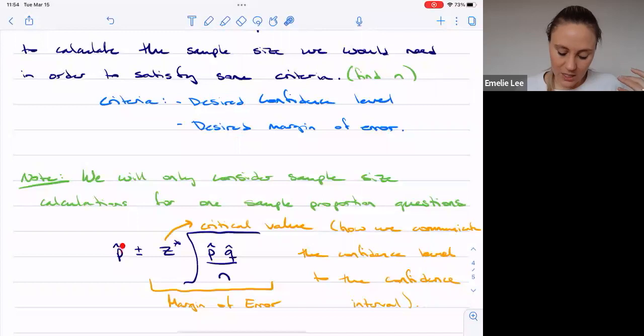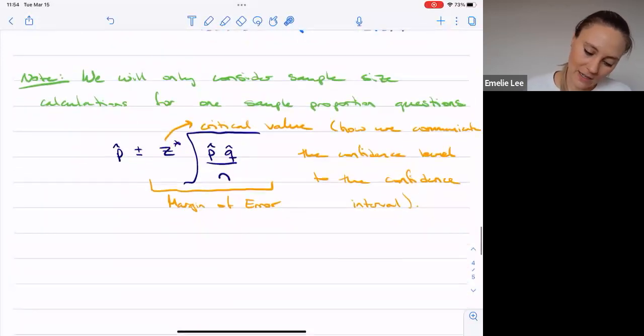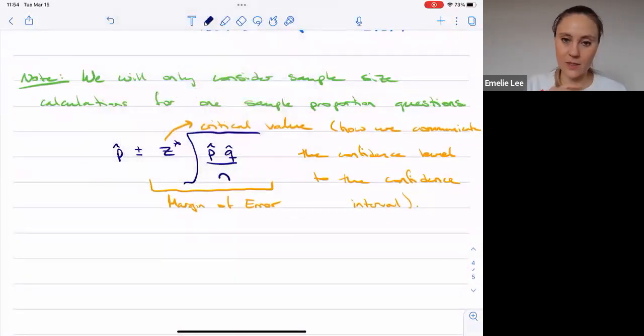right? So remember, we're talking about proportions. Proportions, remember, are between 0 and 1. So your margin of error is often quite small, right? 0.01 would be 1%. Okay. And so I don't need to write that down. I think you guys are okay with that. But your margin of error is often quite small. Okay.